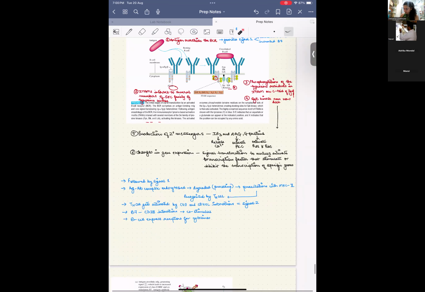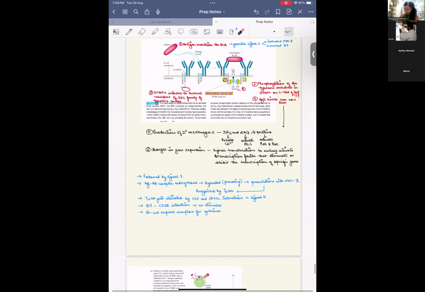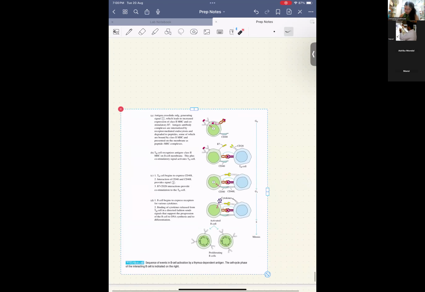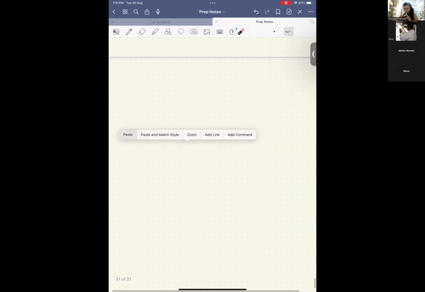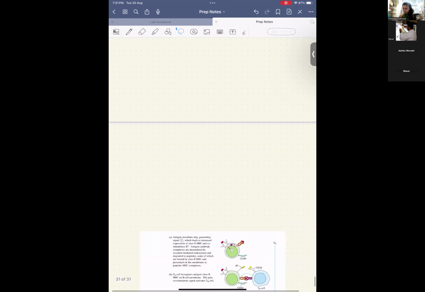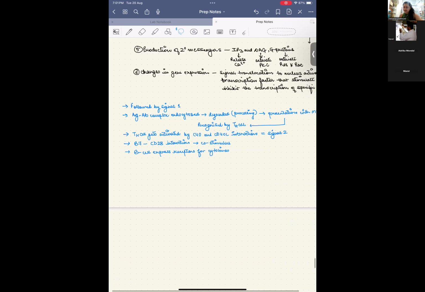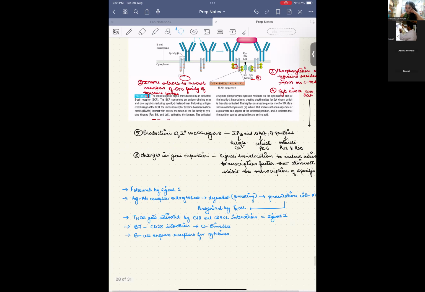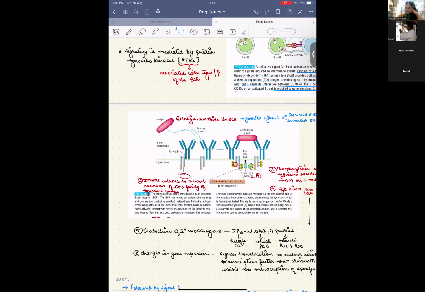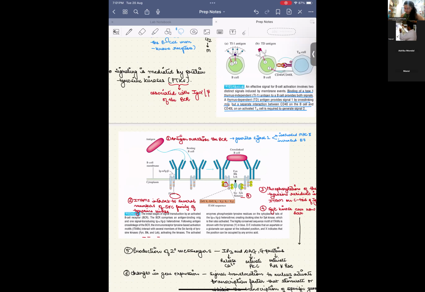Okay, so we have understood how the extracellular signal is communicated to the inside of the cell. But what are the exact steps that follow? So we say that signal 1 was transferred here. Draw the diagram separately.